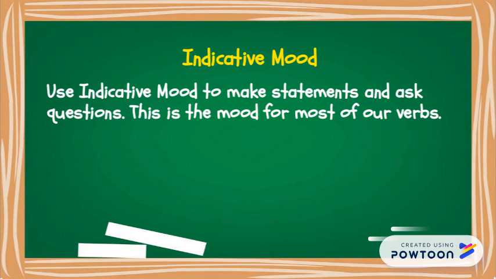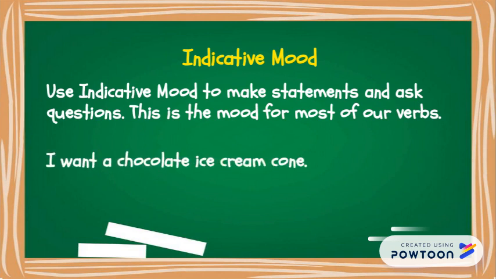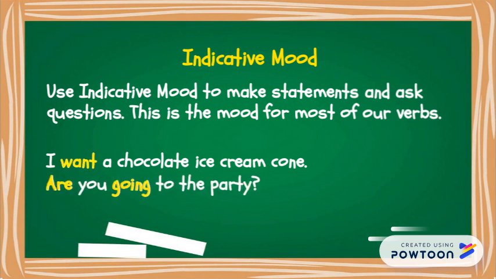Now let's look at some examples. I want a chocolate ice cream cone. It's a statement. This is the indicative mood of the verb want. Are you going to the party? This is a question. Again, you use indicative mood when you are making a statement or asking a question.